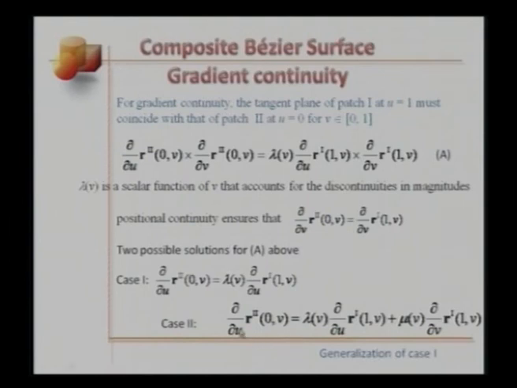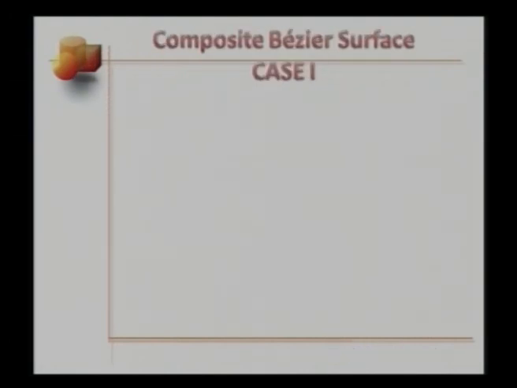Of course, case 2 is a generalization of case 1. Let's look at case 1 in detail. Okay, partial r2 over partial u at u equals 0 and v equals lambda of v times partial r1 over partial u at u equals 1 and v.